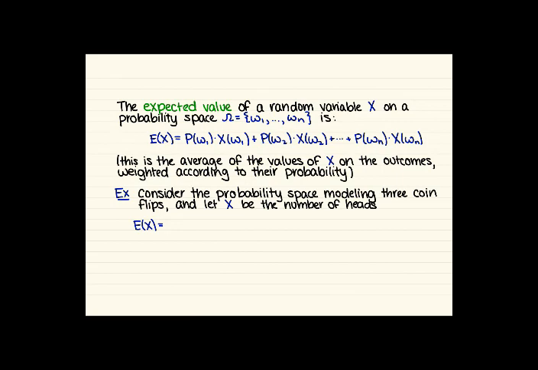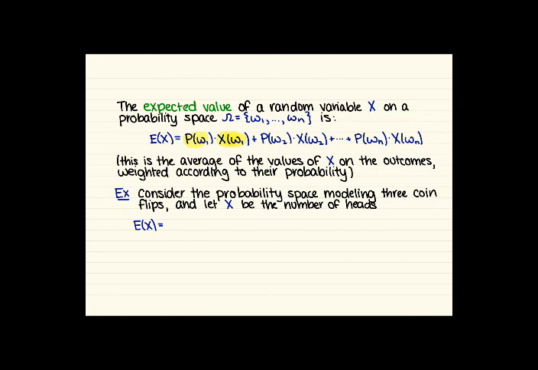So then one other thing that we commonly do with random variables is to talk about their expected value. So the expected value of a random variable on a probability space omega is gotten by, over each outcome, we look at the value of the random variable for that outcome, so that's looking at X of omega 1, multiply that by the probability of that outcome, and then add all of those together. So this is the average of the values of X on the outcomes, and then they're weighted according to their probability.